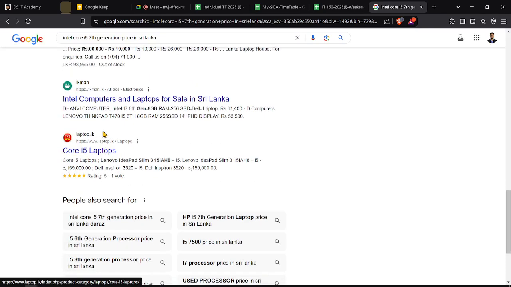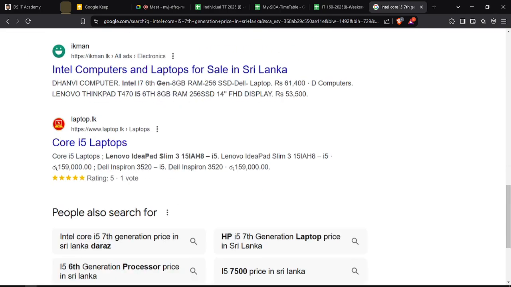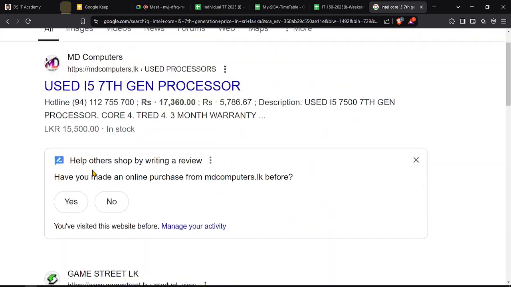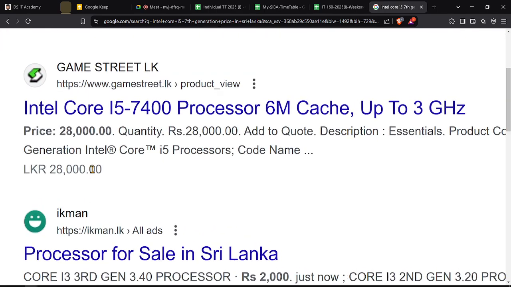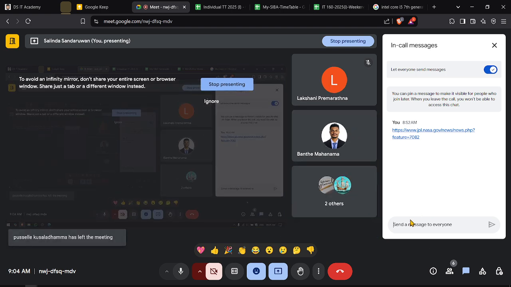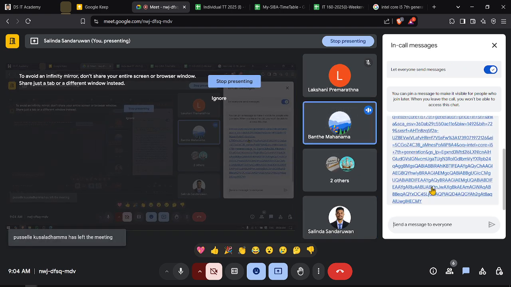So here it's about the laptop. You can get a screenshot. Otherwise, I'll put the link here to the chat so you can browse it. It's easy. Right. So I have posted the link.